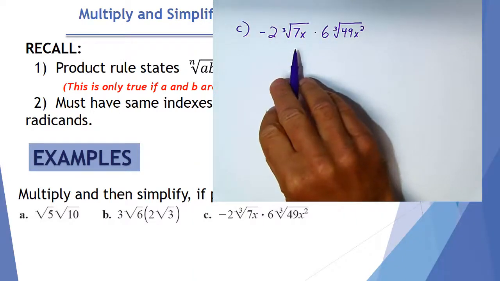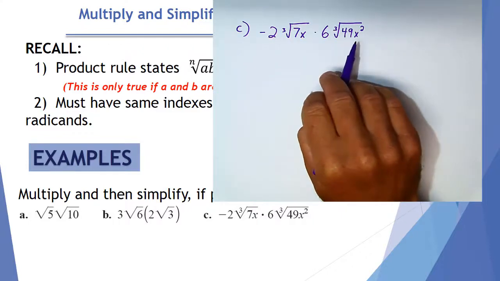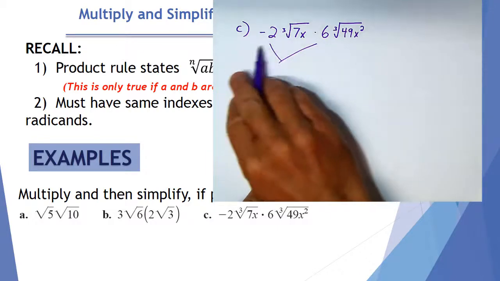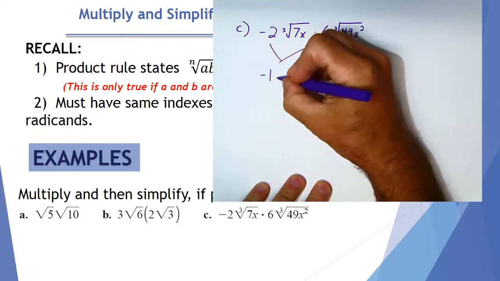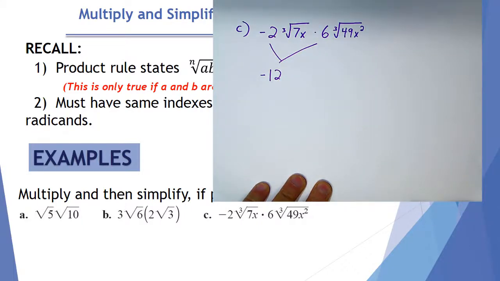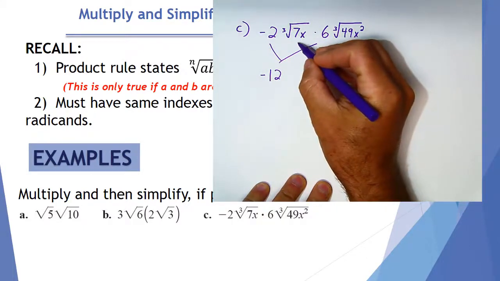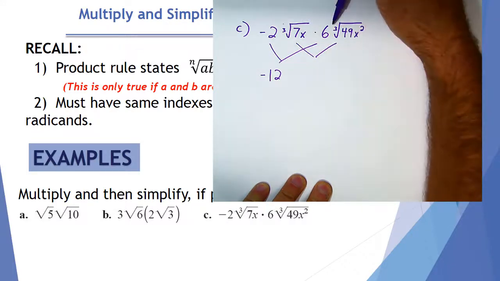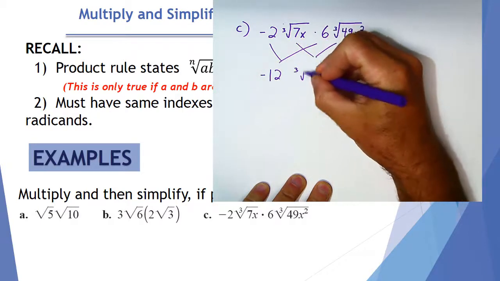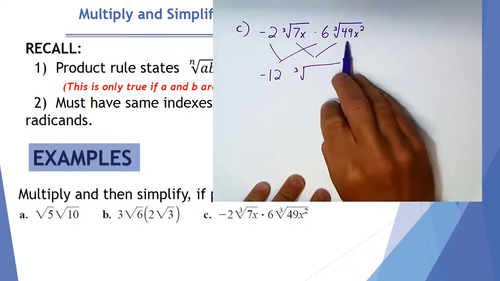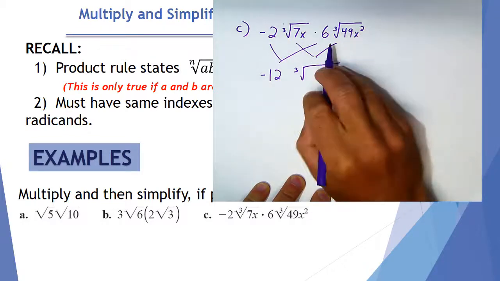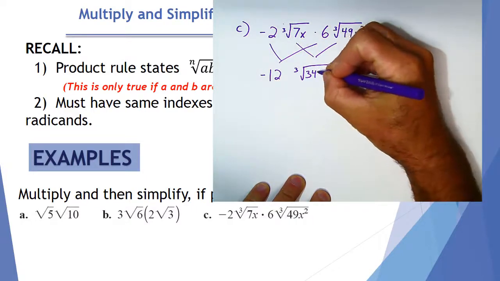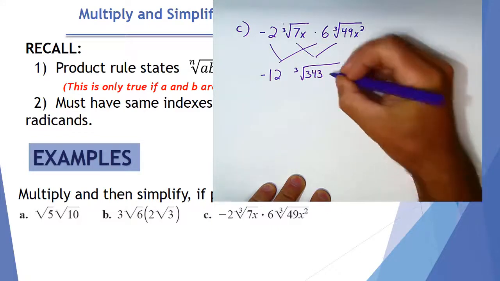c, negative 2 cube root of 7x times 6 cube root of 49x squared. Well, we can kind of do the same thing as we did in example B here. Negative 2 times 6, we can put those two together and make our new coefficient a negative 12. And this cube root of 7x can be combined with the cube root of 49x squared. See, those indices are the same. That's what allows us to do that. And we will end up with the cube root of 7 times 49, well, that's 343, but it's also 7 times 7 squared. We'll write that as 343. And x times x squared is x cubed.